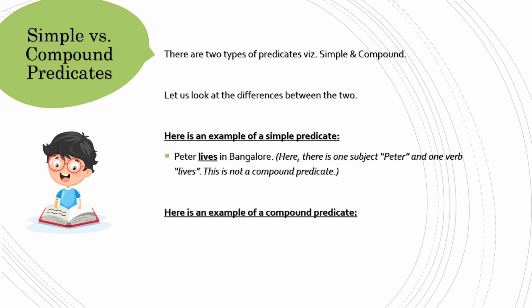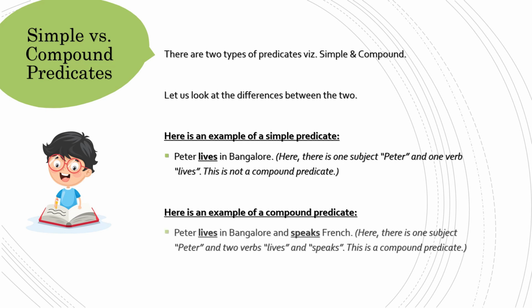Here is an example of a compound predicate. Peter lives in Bangalore and speaks French. Here, there is one subject, Peter, and two verbs, lives and speaks. This is a compound predicate.